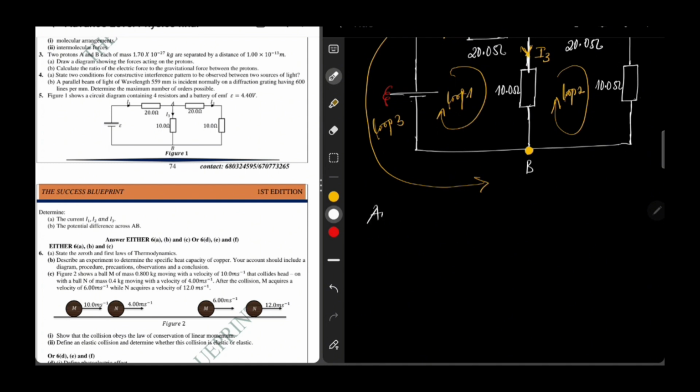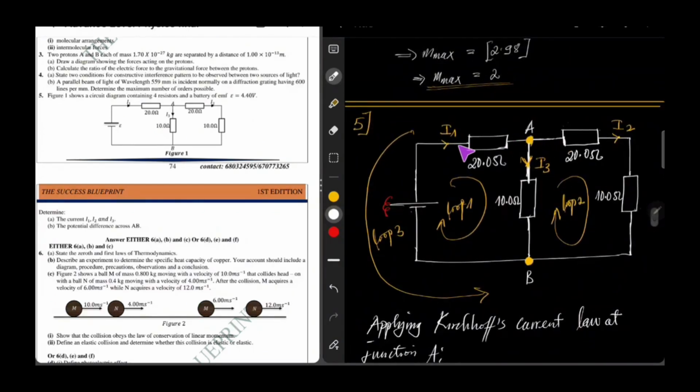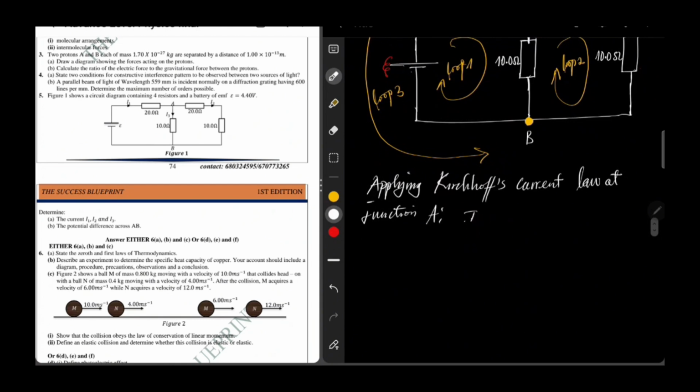Now we'll start by applying Kirchhoff's current law at junction A. If you look carefully at junction A, I1 is entering the junction, meanwhile I2 and I3 are both leaving. If that's the case, I1 will be equal to I2 plus I3. Let's call this one equation 1.